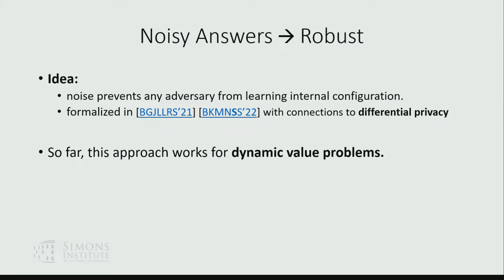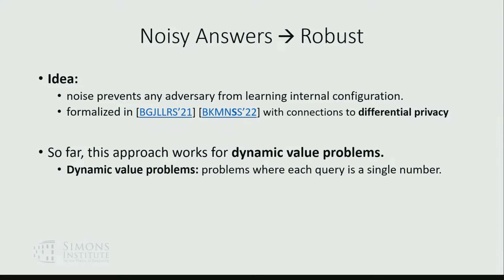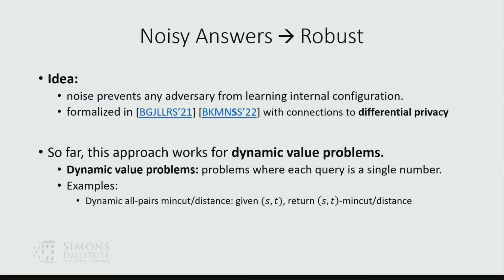So what do we mean by that? I just mean the problem where for each query you return a single number, but that implies a lot of problems, like dynamic distance oracle, where at each query you get S and T, you want to return information like the value of ST distance or the value of ST min cut. This is the dynamic value problem. Or dynamic global min cut, what's the size of global min cut right now, or approximate size of global min cut, or approximate diameter, and so on. Okay. So these are all dynamic value problems.